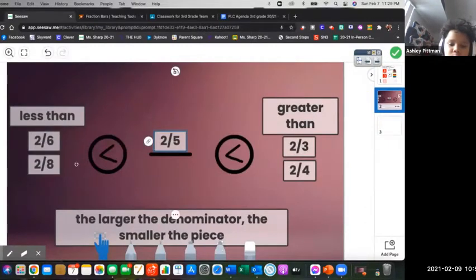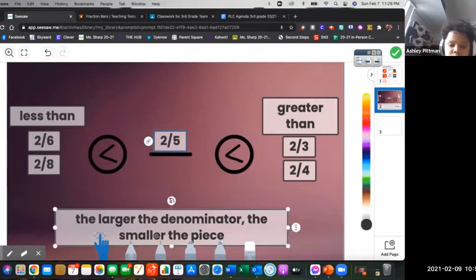So now I've got lots of comparisons here, and I'm going to check it with what I already know. I said that the larger the denominator, the smaller the piece. So I will notice that my less than fractions on this side all have the larger denominators. My smaller denominators are on the greater than side. Sorry, 3 and 4 are over here. And then 6 and 8 are down here on the smaller pieces, the less than.